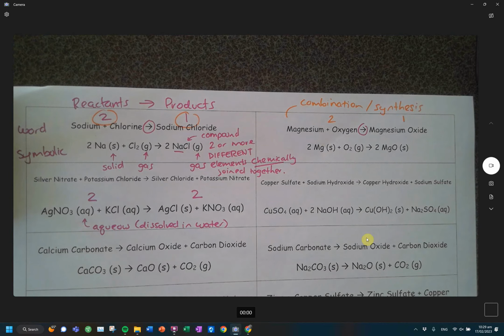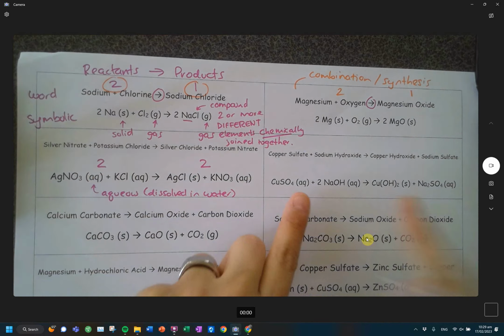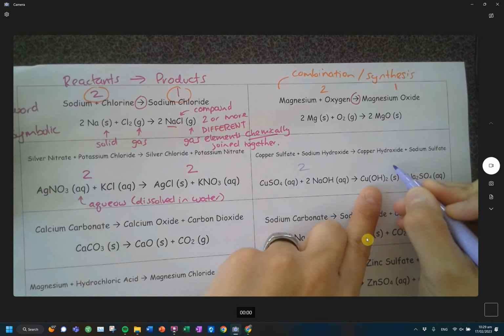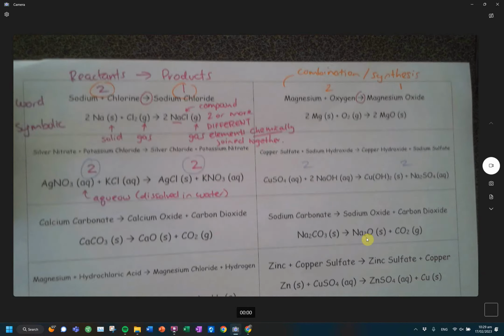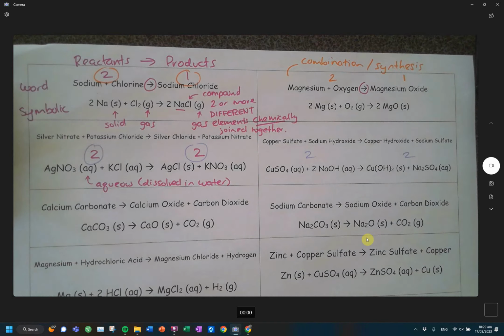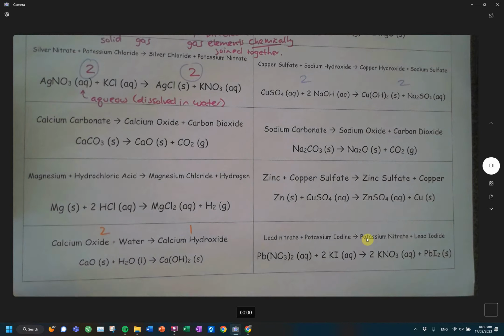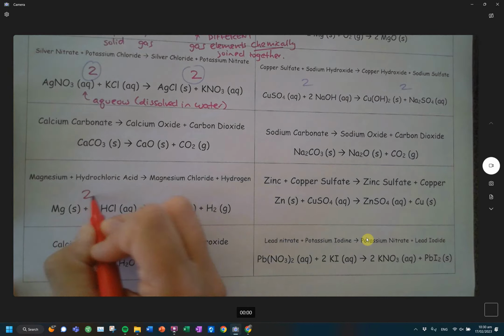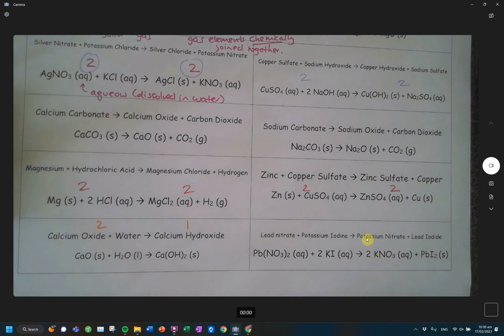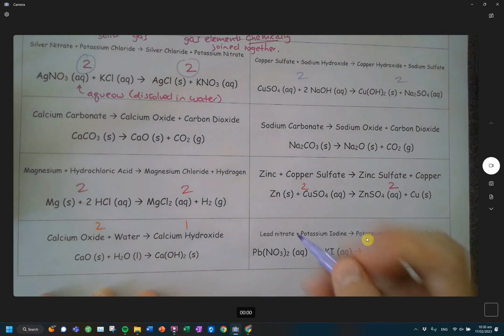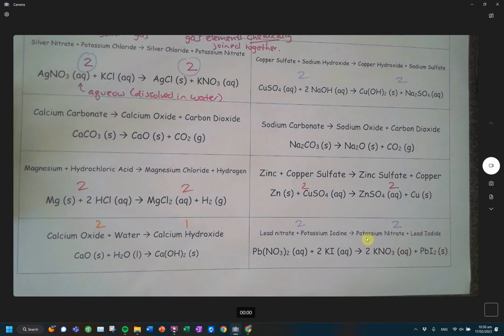All right, the next one, I'm just going to change colors. If we look at it, we notice we have 2 reactants, 2 products, 2 reactants, 2 products. Now, the problem with that one is that we can't just use 2 reactants and 2 products as the deciding factor. If we go lower down on our list, this one over here has 2 reactants, 2 products, and this last one over here, again, 2 reactants, 2 products.